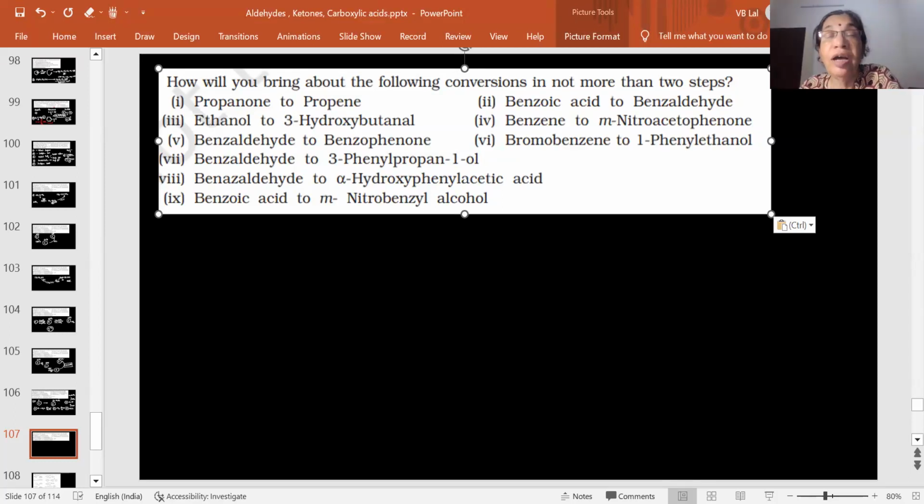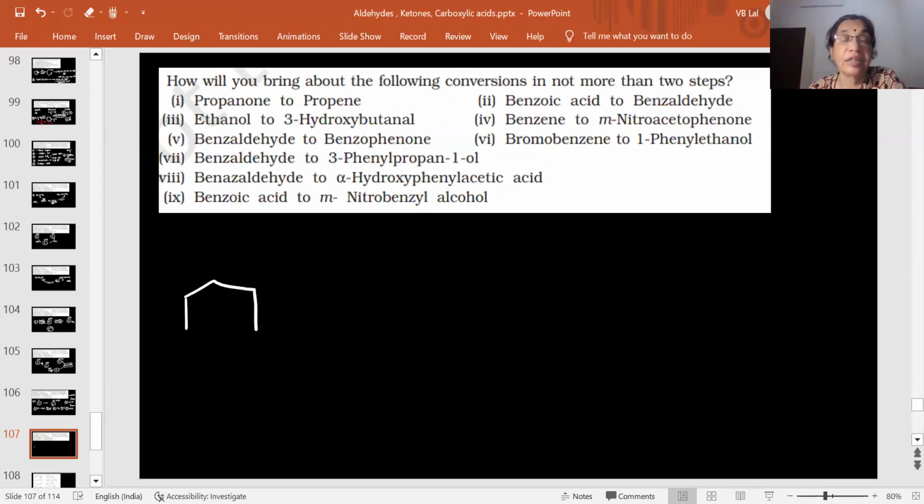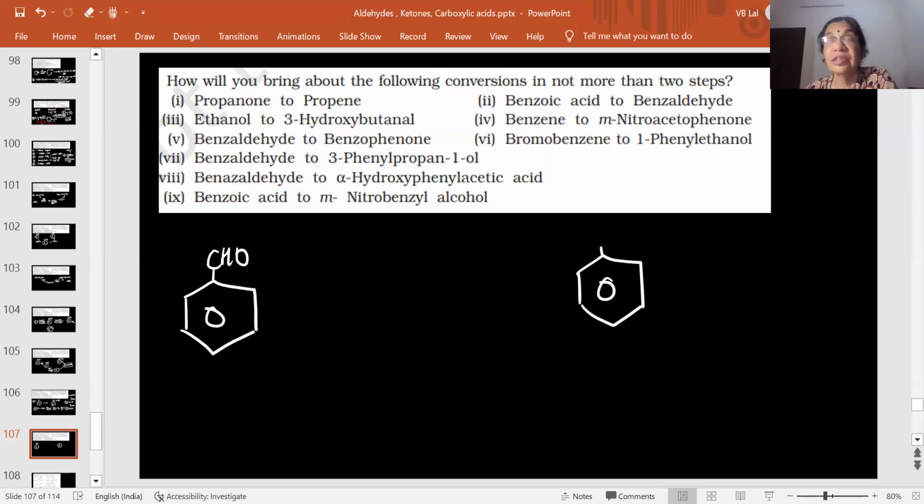Benzaldehyde to alpha hydroxy phenyl acetic acid. First write the structures correctly. This is benzaldehyde, and alpha hydroxy phenyl acetic acid. First let us write phenyl acetic acid, CH2COOH. And alpha hydroxy, so here there is also OH. Now this is very interesting.